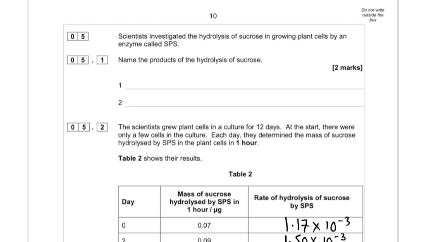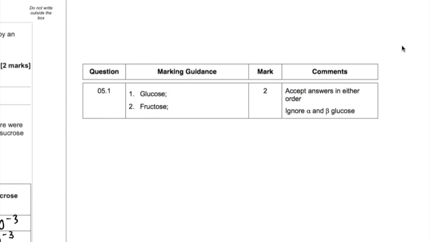All the disaccharides that you learn about are made of glucose and one other molecule. In this case it is also fructose. And that should give you the 2 marks there. We'll just have a look at it there. There we go.